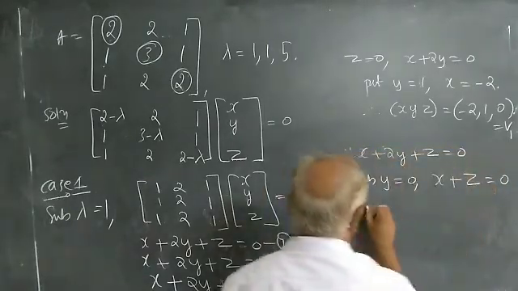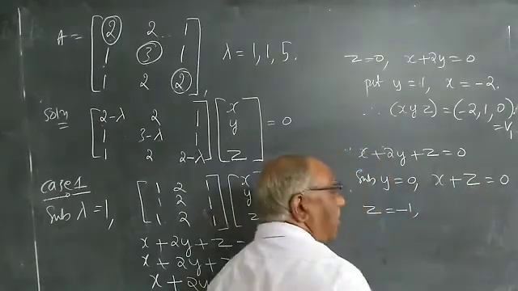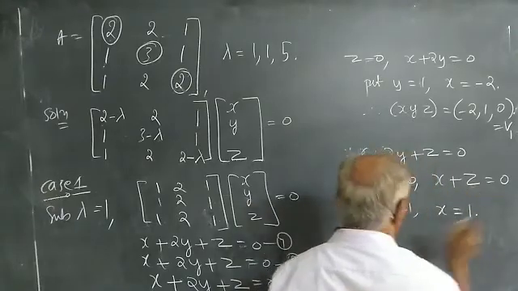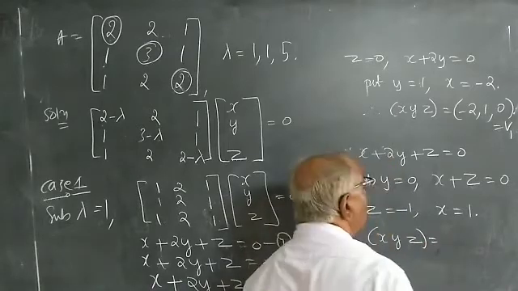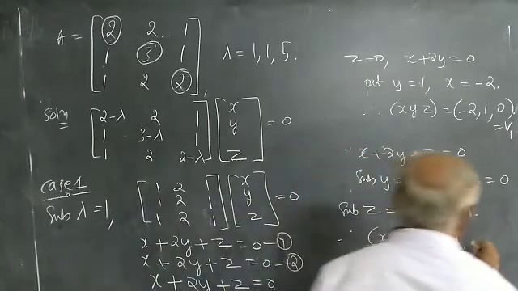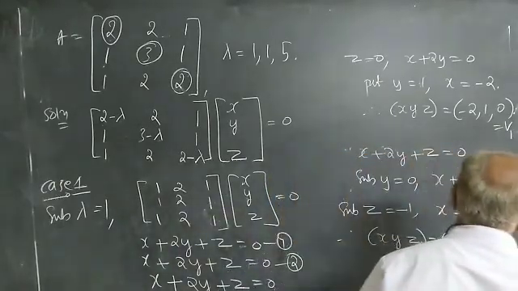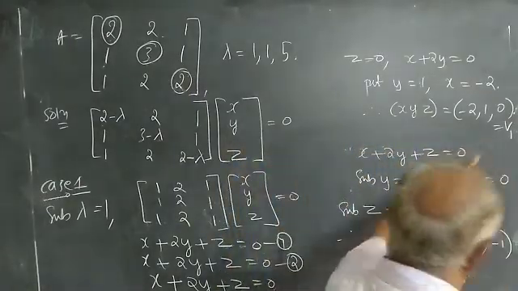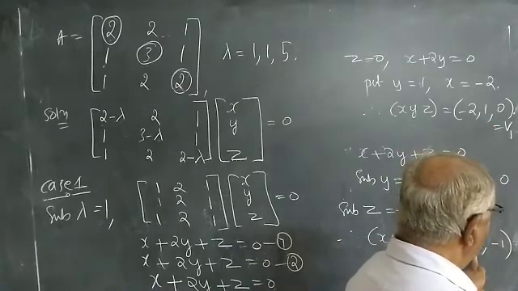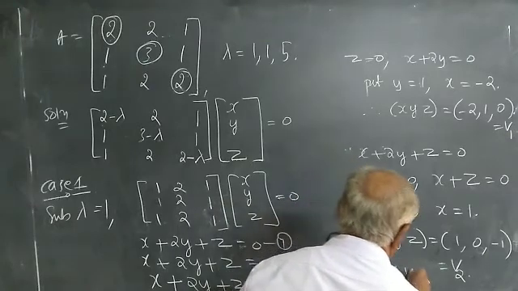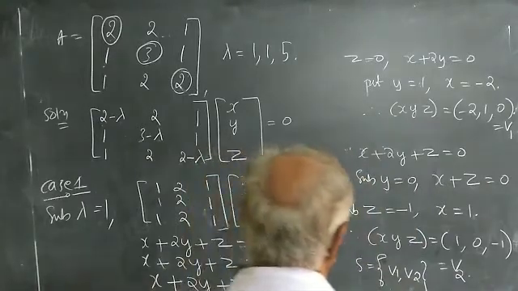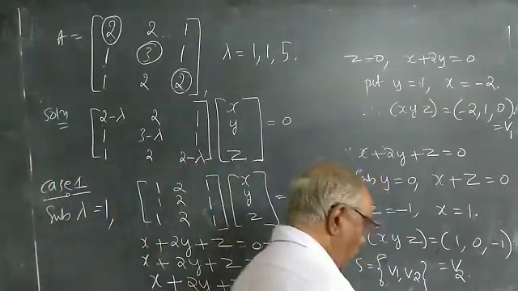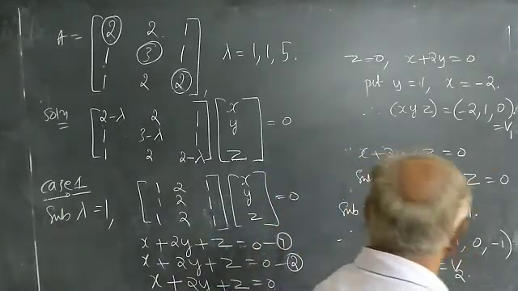Now, let us substitute z is equal to 1, or z is any number if you want, no problem. Suppose I keep z is equal to minus 1, then x is equal to 1. Therefore, (x, y, z): what is x? 1. What is y? 0. What is z? Minus 1. This is the other linearly independent vector you are getting, v2. So now I can say the set S is equal to {v1, v2}. This set is a linearly independent set of eigenvectors corresponding to the eigenvalue lambda is equal to 1. So remember, this is v1, this is v2, I need this later.